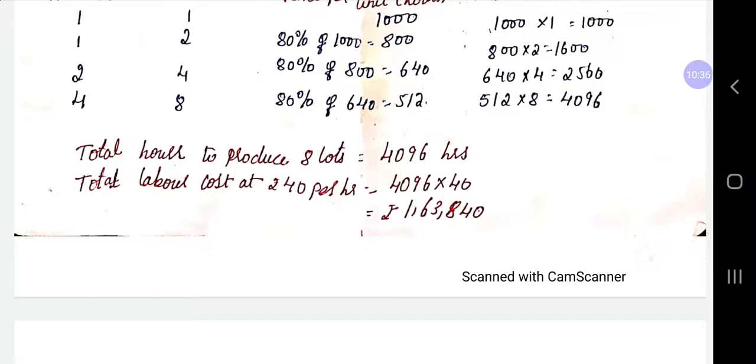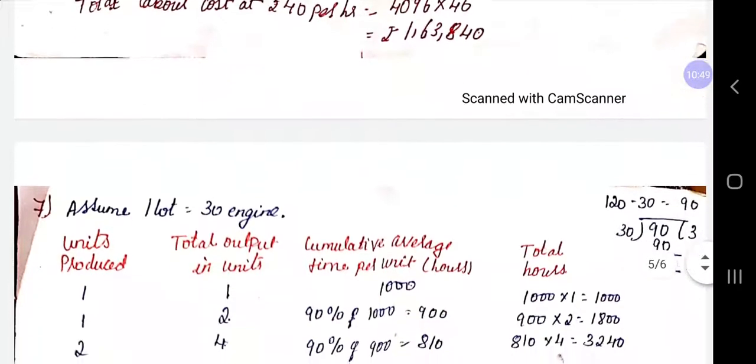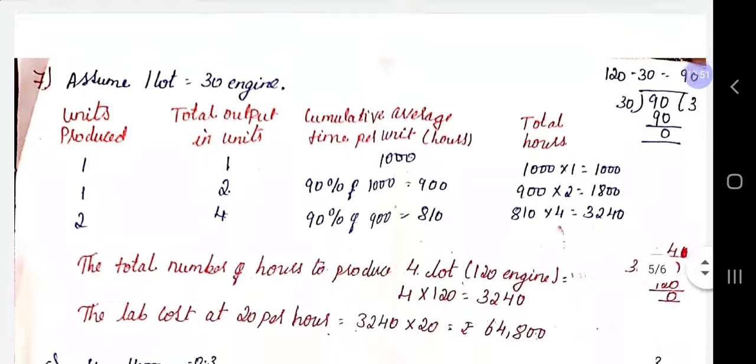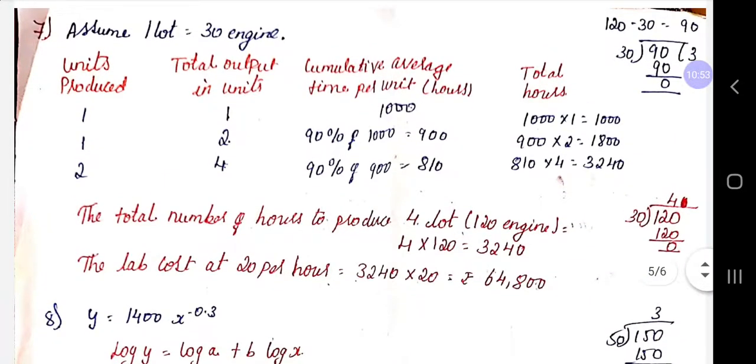And we need to find out the labor cost. The labor rate per hour is 40. So for 4096 hours the labor cost is 1,63,840 rupees. That is your labor cost. Next, moving on to your seventh problem, which is similar. Just read it and go.